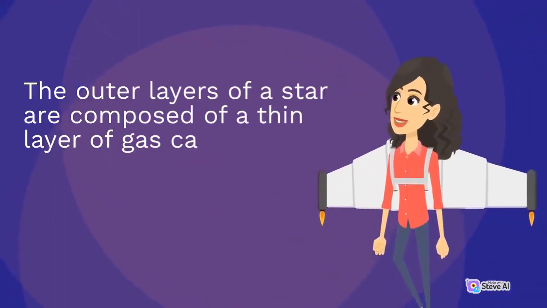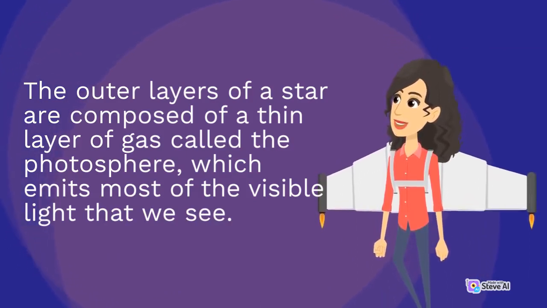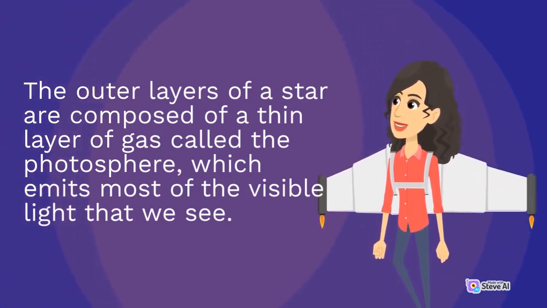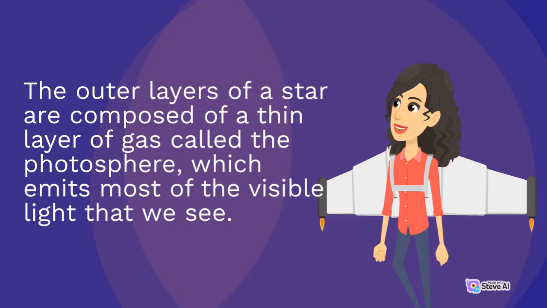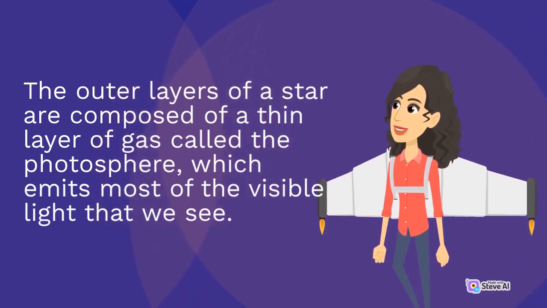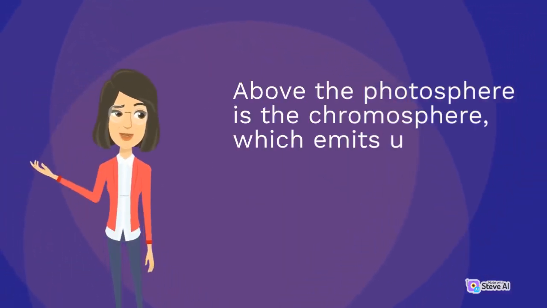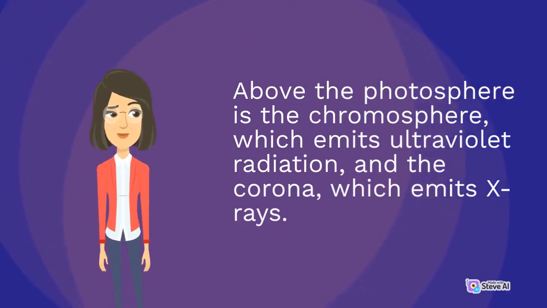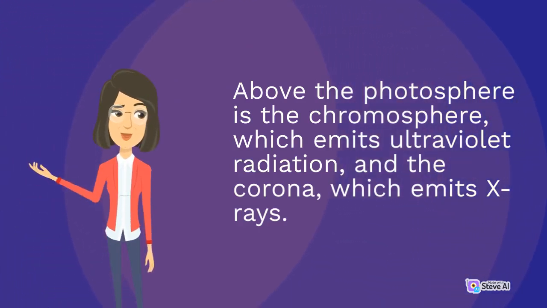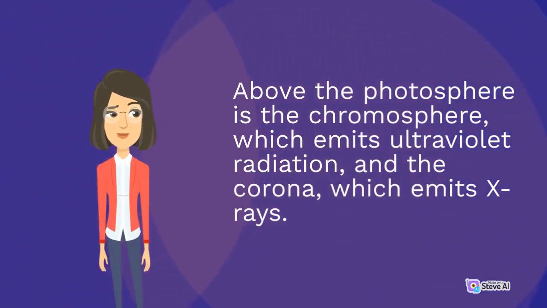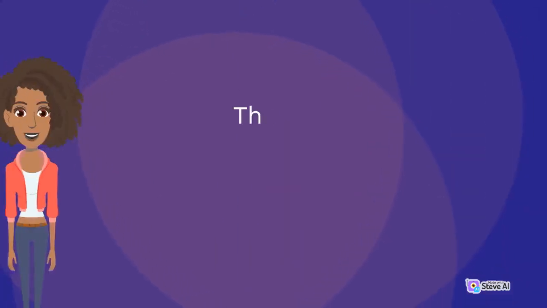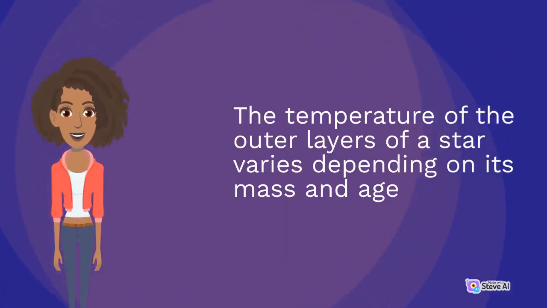The outer layers of a star are composed of a thin layer of gas called the photosphere, which emits most of the visible light that we see. Above the photosphere is the chromosphere, which emits ultraviolet radiation, and the corona, which emits X-rays. The temperature of the outer layers of a star varies depending on its mass and age.